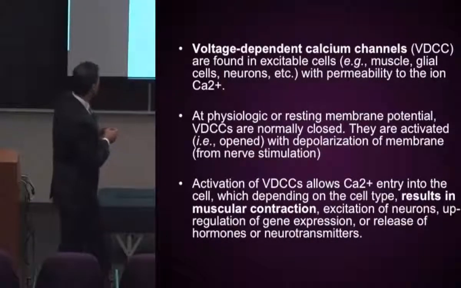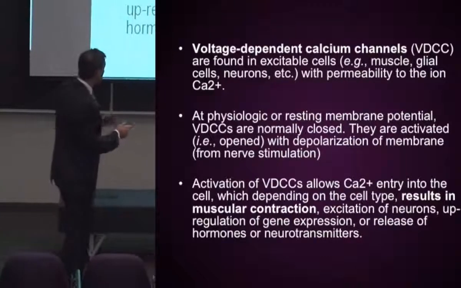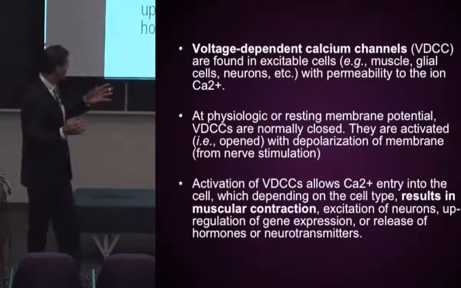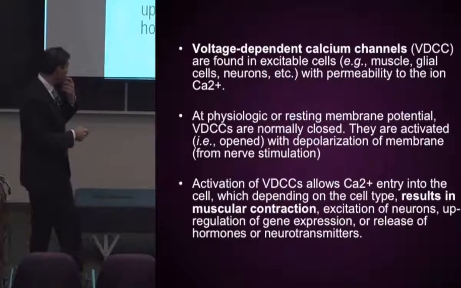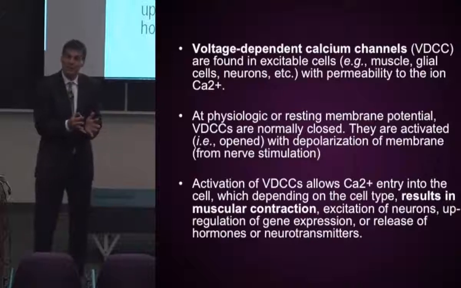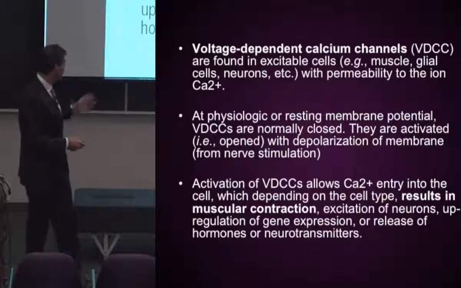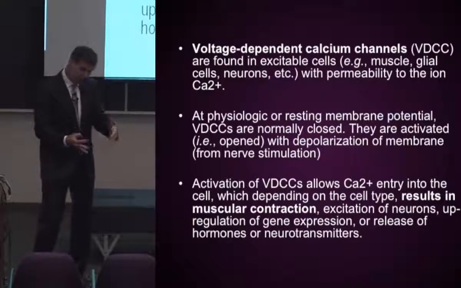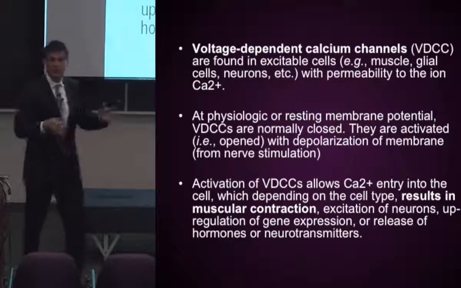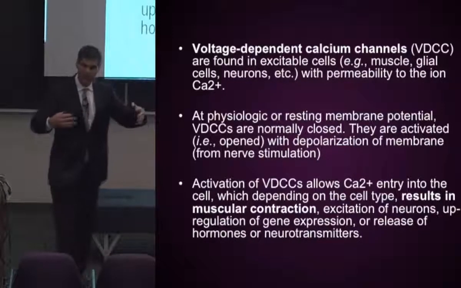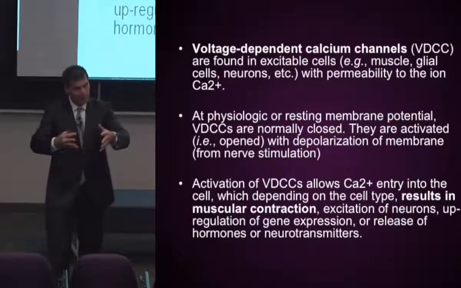So on this slide, I talk about the voltage-dependent calcium channels. They're found in cells that often undergo depolarization. It allows the calcium to flow from the extracellular space into the intracellular space. And the calcium not only is responsible for muscle contraction, but in other cells, it can excite neurons. It can upregulate gene expression, so you can turn on certain genes to produce certain protein elements. It can release hormones and other neurotransmitters. So this pathway through cyclic AMP, releasing more calcium in a cell, is multimodal.